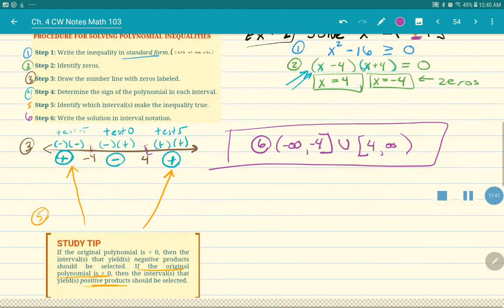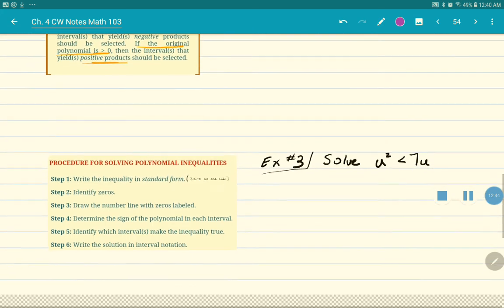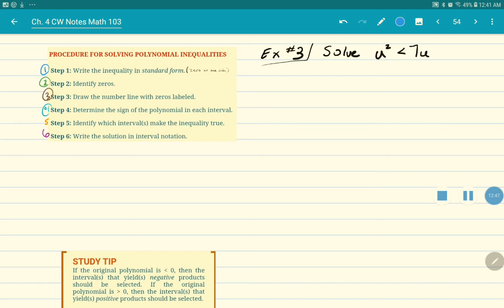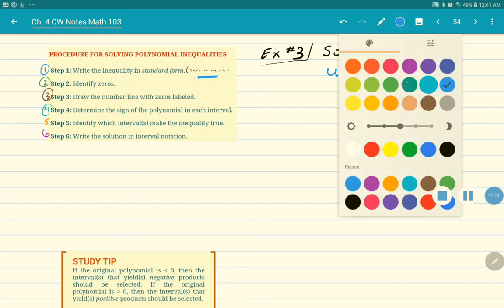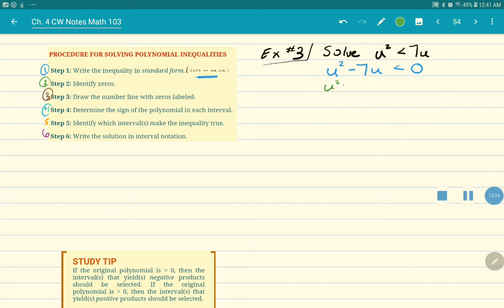And let's do one more example. So in this last example, for step 1, I want to write it in standard form, getting the 0 on the other side. So I'll go u squared, and then to get it in standard form, I'll subtract 7u from both sides. And then I want to find the zeros, so I'm actually going to set this equal to 0. So that's finding my zeros. And then factor. So I find u equals 0 or u equals 7. Those are my x-intercepts or my zeros.